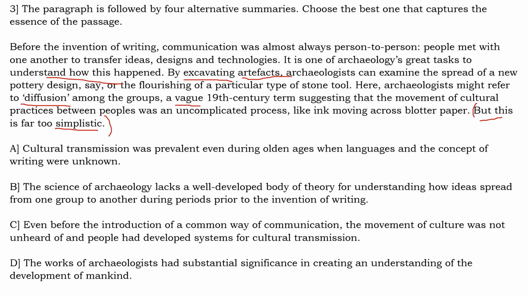This is the meaning. Once you understand it, your answer becomes very simple. Option A: cultural transmission was prevalent even during olden ages when languages and the concept of writing were unknown. Yes, cultural transmission was prevalent, means people were able to communicate, or the cultural practices from one society were being copied to another society. That is cultural transmission. That is being done.